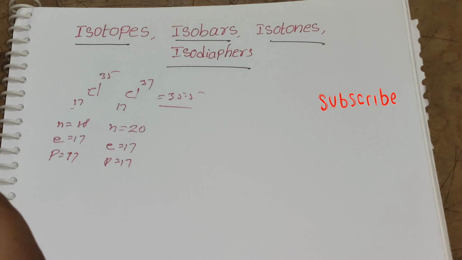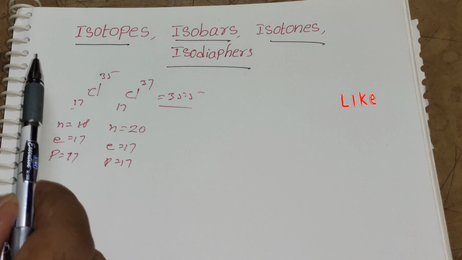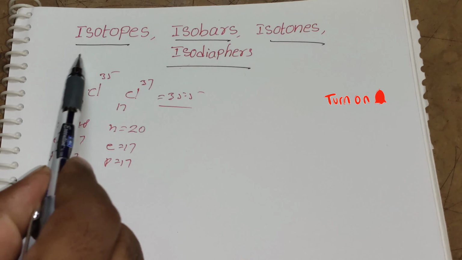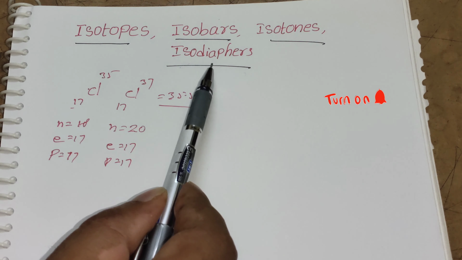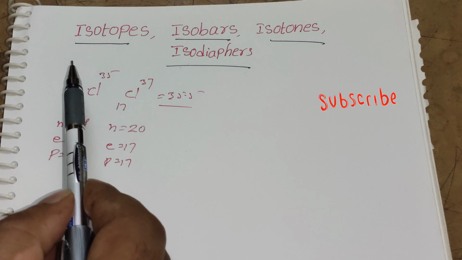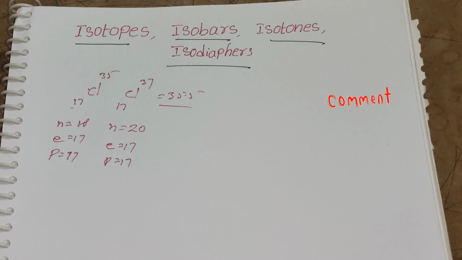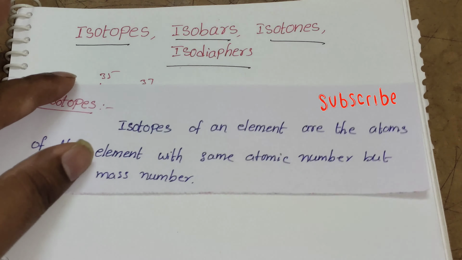Hi students, today I will explain one of the important topics: isotopes, isobars, isotones and isodiaphers. First of all, what is an isotope? Just see here the definition of an isotope.